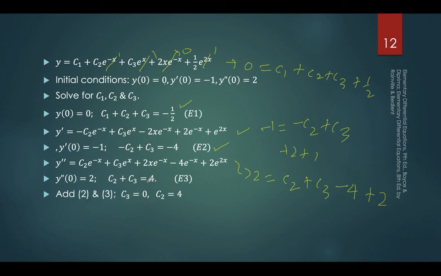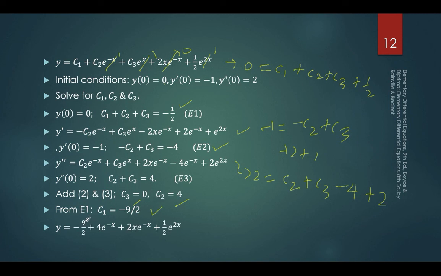And as you can see, you can add equations 2 and 3, that will eliminate C2. And then your C3 will turn out to be 0, and then C2 is positive 4. And then we substitute C3 and C2 in your equation 1, and that gives you C1, which is negative 9 halves.